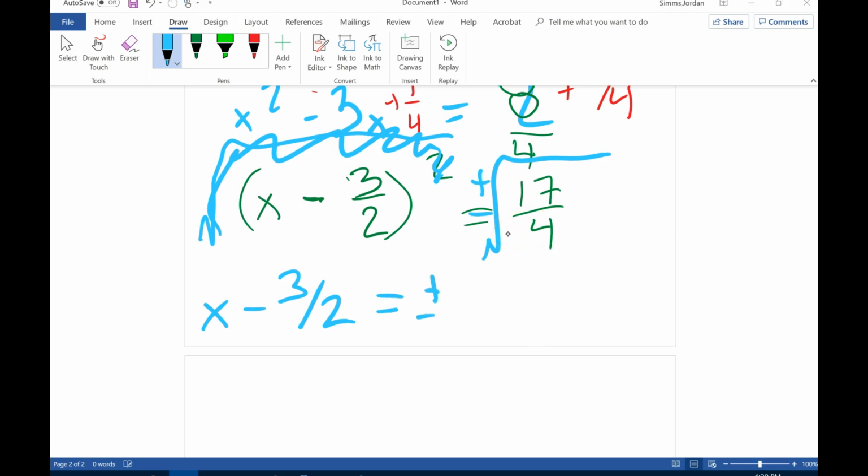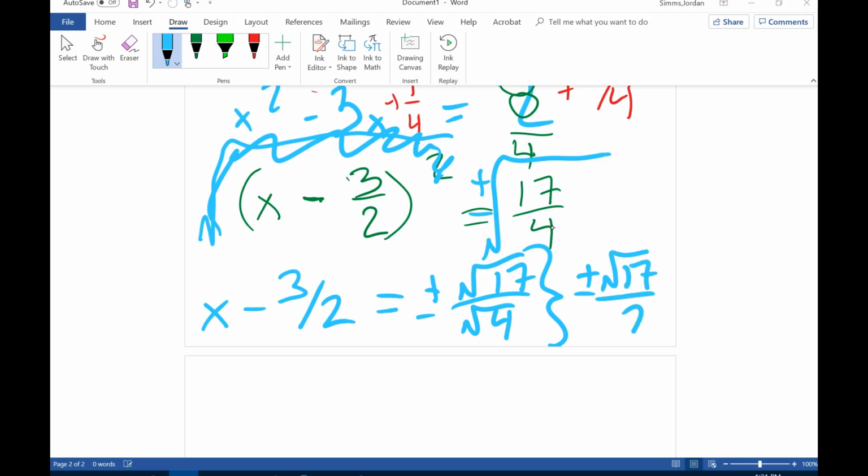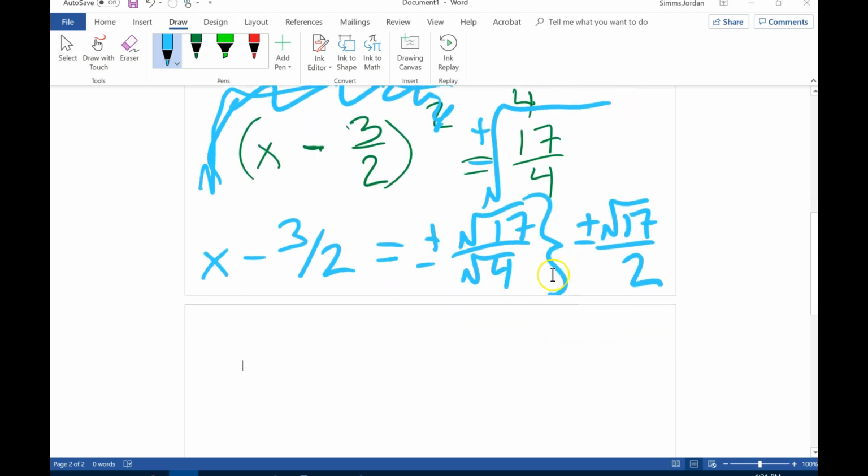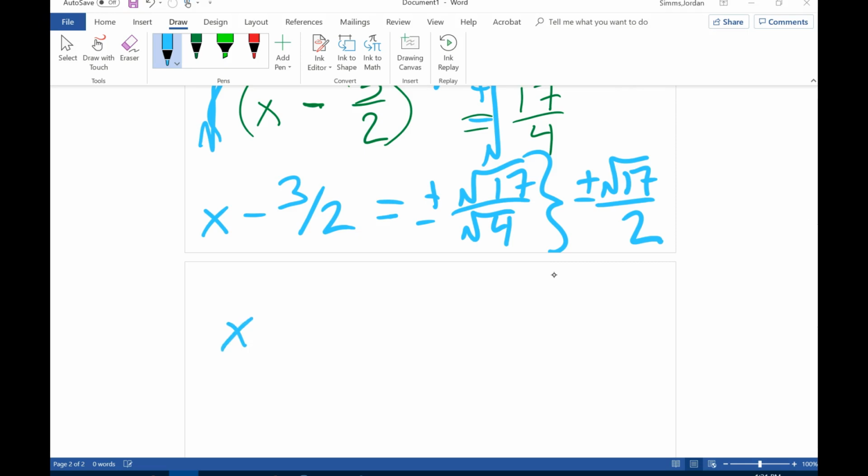That's going to be plus or minus the square root of 17 over the square root of 4. Now remember, with the quotient rule with square roots, you can take the square root of top and bottom. Here, there is no square root for 17, it's a prime number, but I can take the square root of 4, so I can simplify this side to be plus or minus the square root of 17 over 2. Because I can take the square root of 4, that's 2, we might as well go ahead and do that, right? That might be where they lost you. I know the book skips across that a fair bit. So we have x minus 3 halves equals plus or minus root 17 over 2.